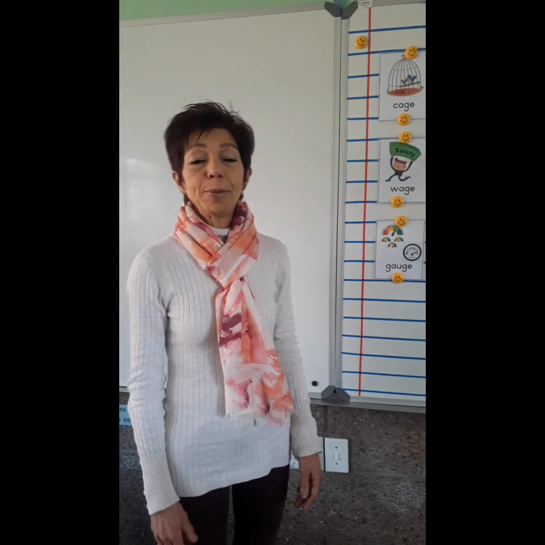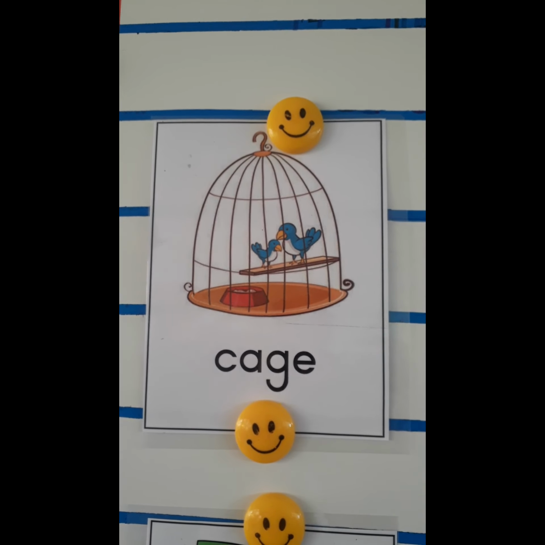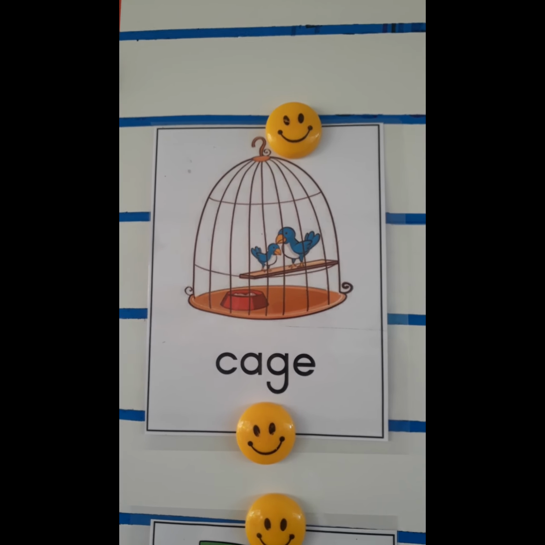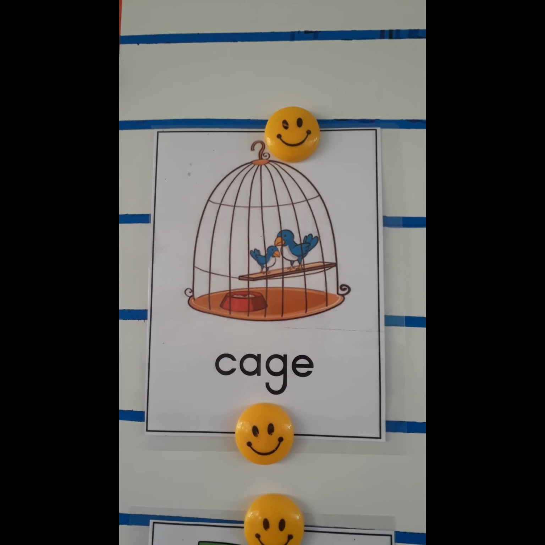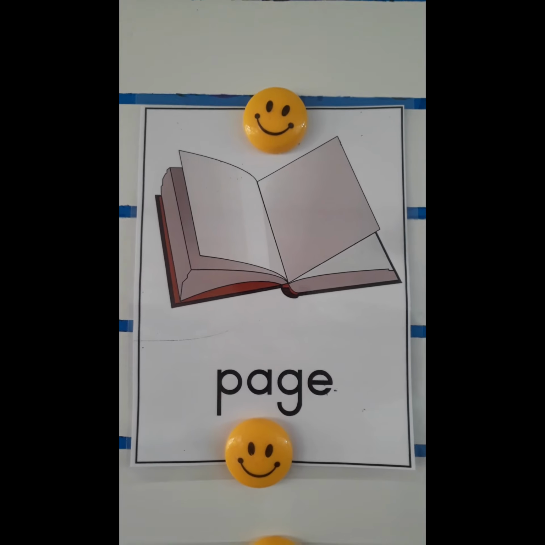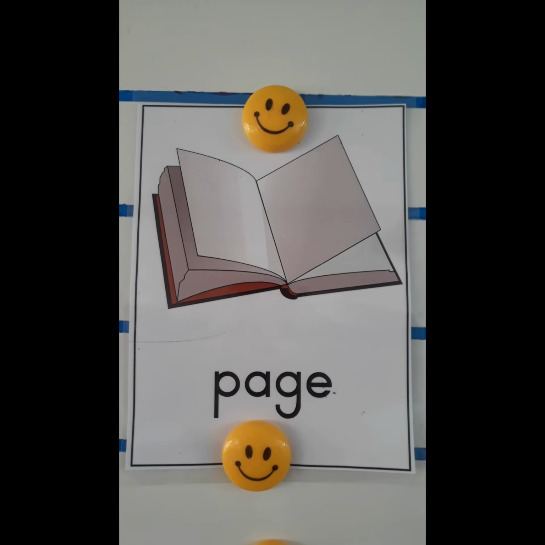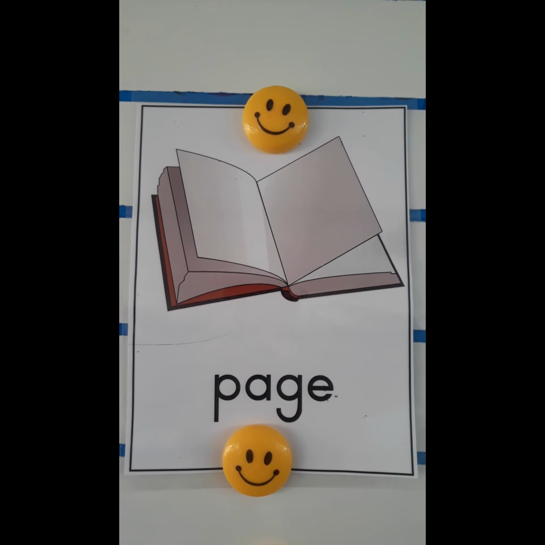If we look on the board, I've got some pictures up. First word in the top row is cage. It is an enclosure in which birds and animals can be kept. The next word is page. If you look at a book, there are many pages inside the book, so it's the leaves of the book.